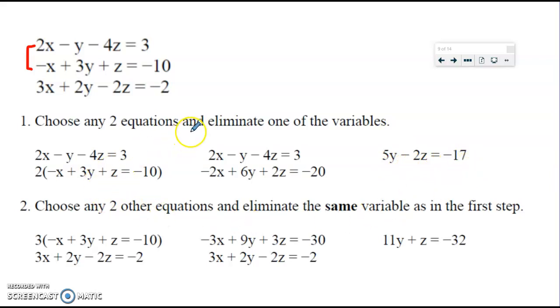Because we eliminated the x's with the first 2 equations as our first step, now what we want to do is choose 2 other equations and try to eliminate x again. In this case, we're looking at equation 2 and equation 3. And we're multiplying that second equation by 3 in order for me to be able to eliminate the x again. That leaves me with another equation, 11y plus z equals negative 32.